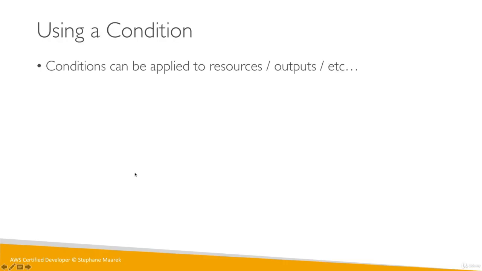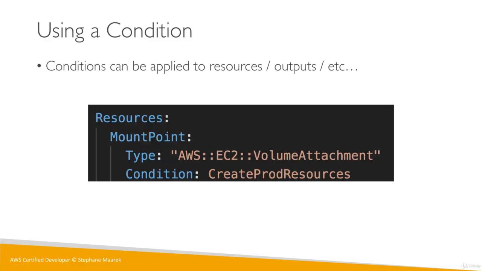Now, how do we use a condition? Well, you can apply it, as I said, to resources, outputs, etc. If we look at a resource, for example, my mount point, the type of it is an AWS EC2 volume attachment. This only gets created if the condition create prod resources from before is true. So that gives you an idea of how conditions are used. Basically, they're on the same level as the type, right here underneath the name of the resource.